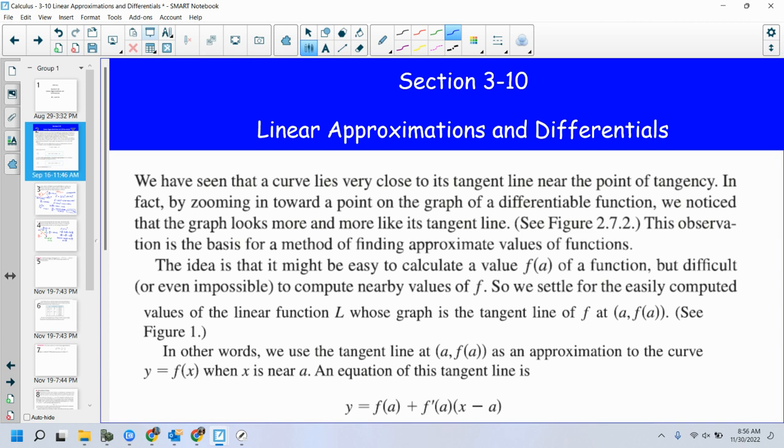The idea is that it might be easy to calculate a value of a function, f of a, but difficult or maybe even impossible to compute the values nearby. So we settle for the easily computed values of the linear function whose graph is the tangent line.